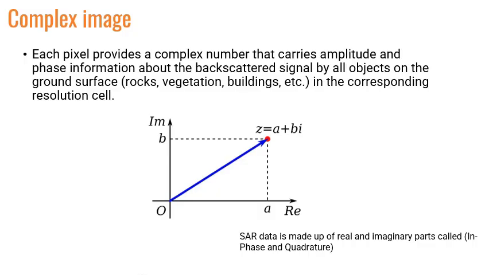because it is the information from which we create the interferogram. Each pixel provides a complex number that carries amplitude and phase information about the backscatter signal from all objects on the ground surface, like rock, vegetation, building, etc., in the corresponding resolution cell. Here is the illustration of the complex number. It is divided into two parts, real and imaginary, that means two directions. With images, one pixel creates one point, and one point also has two parts, real and imaginary. But in the case of images, the real part is called in-phase and the imaginary part is called quadrature.